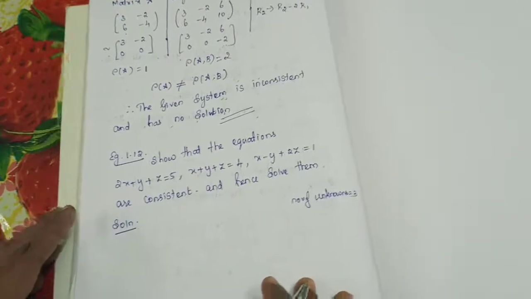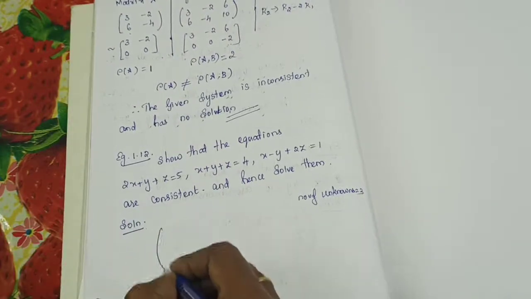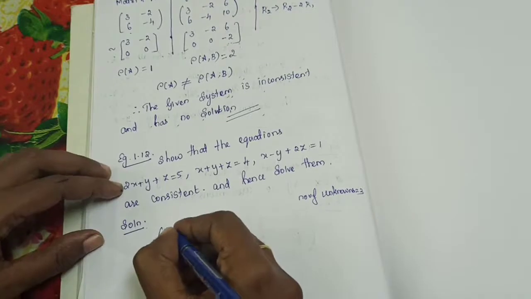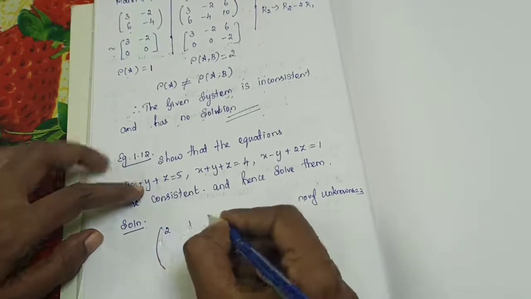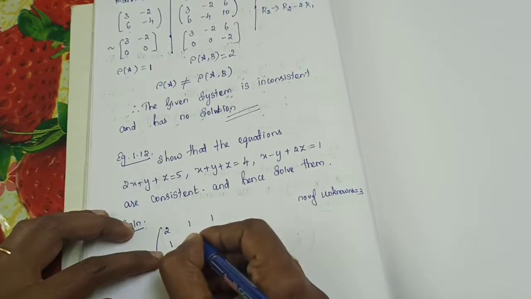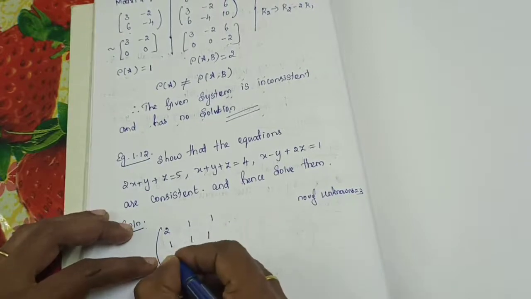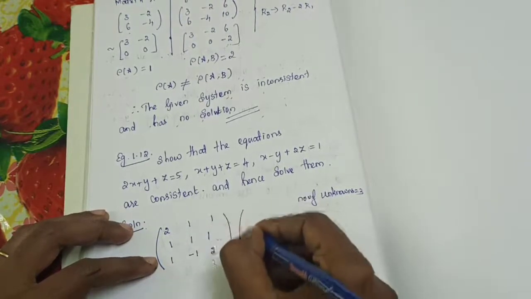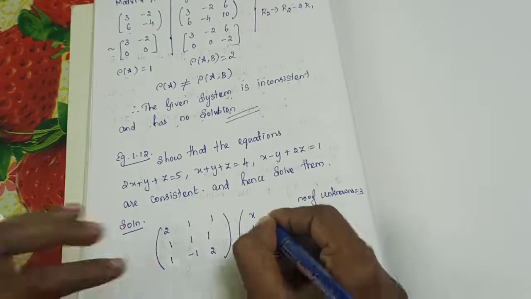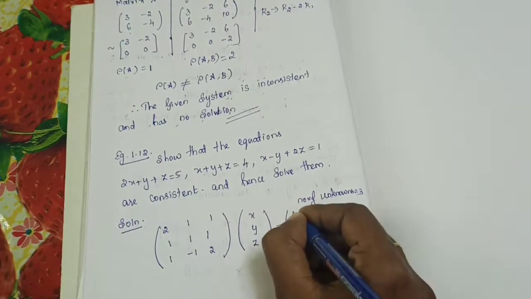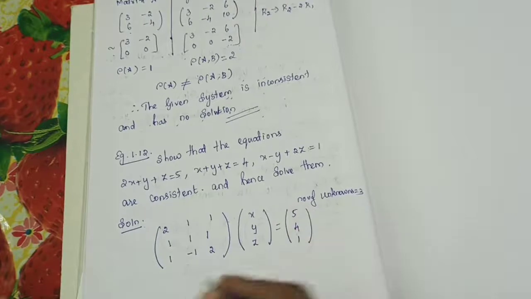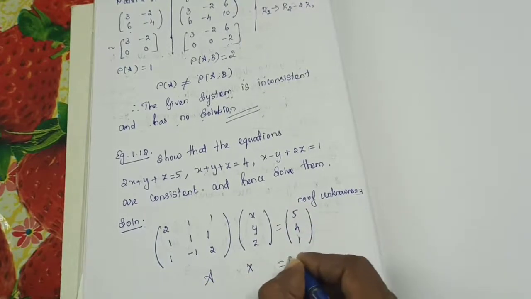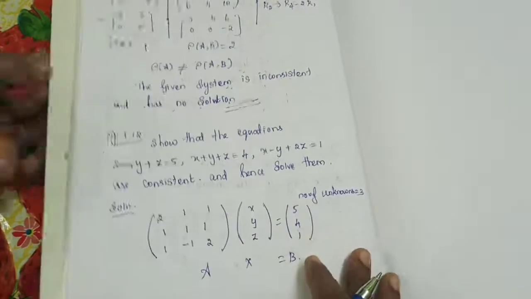The remaining steps are the same as the previous question. So first we are going to write it in the form of AX equal to B. So 2, 1, 1; 1, 1, 1; 1, minus 1, 2; times x, y, z equal to 5, 4, 1. Everything here we have learned last year. Now it's in the form of AX equal to B. Understand? Okay.